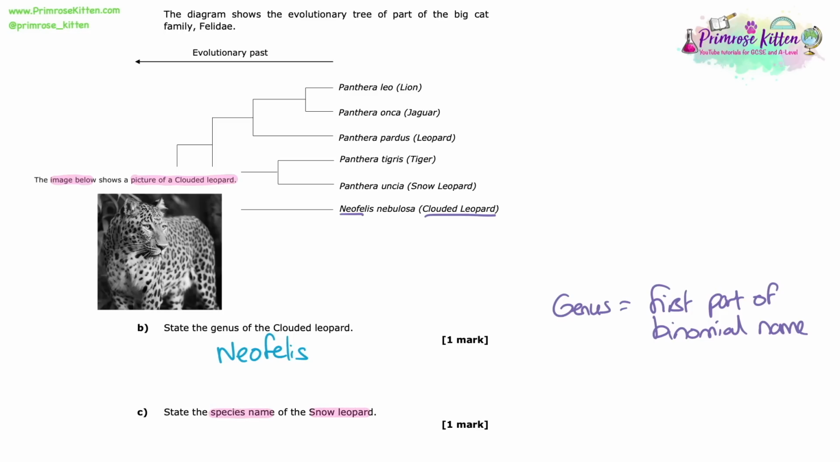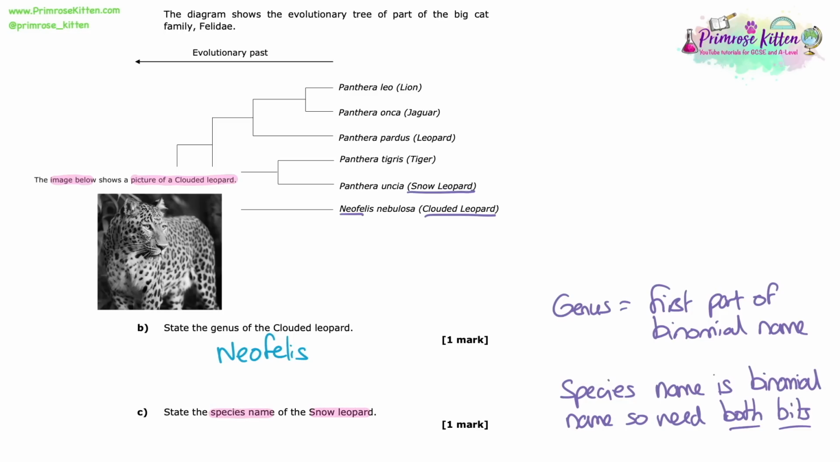And then lastly, state the species name of the snow leopard. So the species name is the binomial name. So we need both parts of the name. We don't just say the second part. It doesn't make any sense without the genus. That's why we have the binomial name. It has to come in 2 bits. So if we're doing the snow leopard's binomial name or species name, it's Panthera uncia.